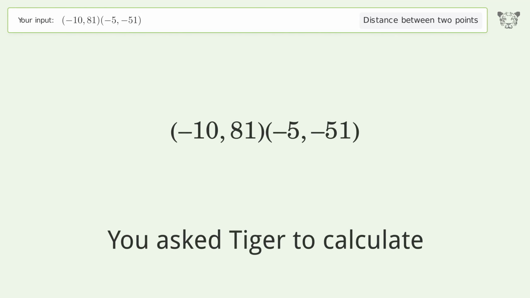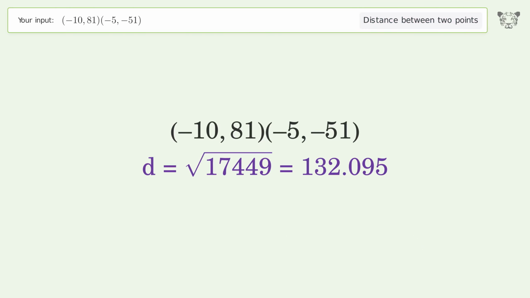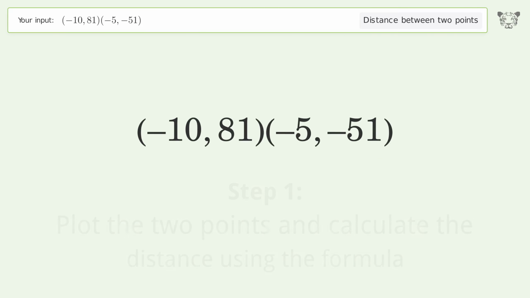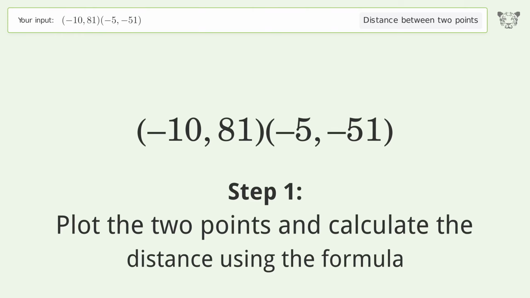You ask Tiger to calculate. This deals with the distance between 2 points. The distance between the 2 points is the square root of 17,449 or 132.095. Let's solve it step by step. Plot the 2 points and calculate the distance using the formula.